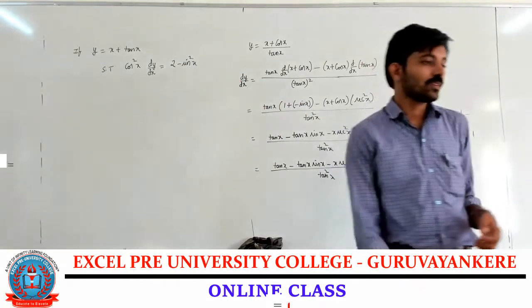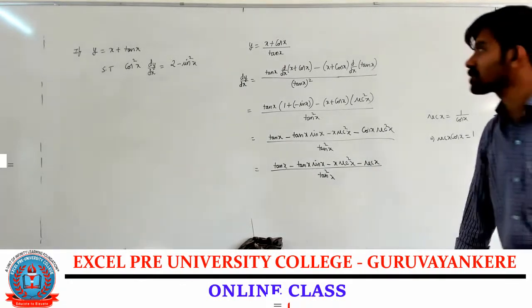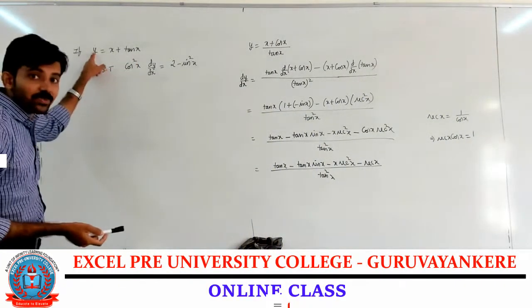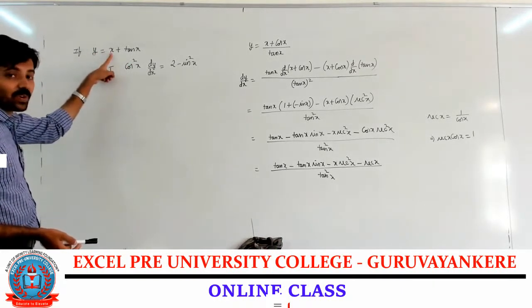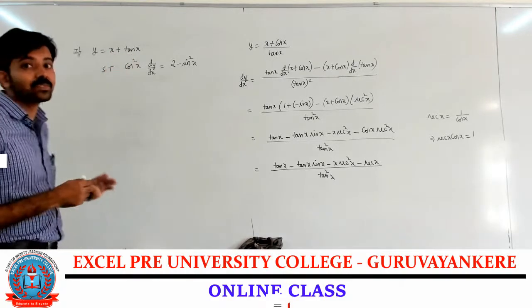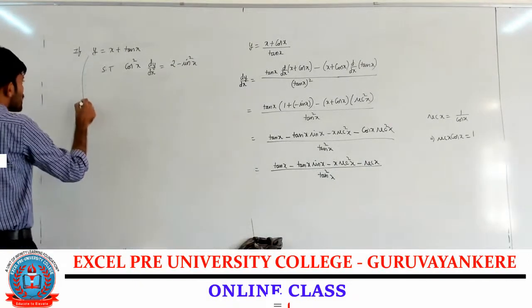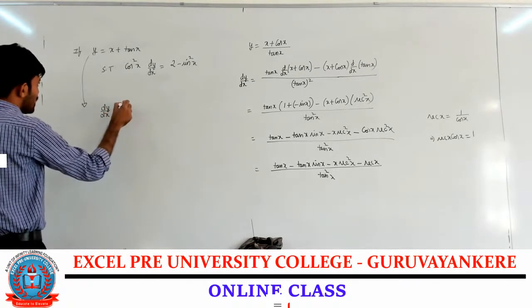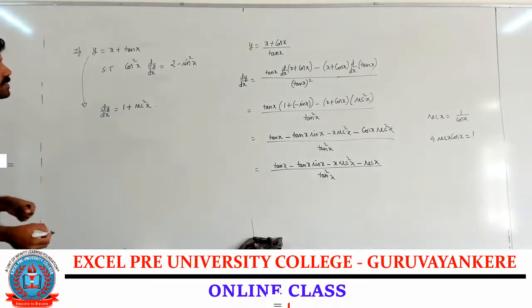Differentiate each term. When you differentiate y with respect to x, we get dy by dx. The derivative of x with respect to x is 1, and the derivative of tan x is secant square x. So dy by dx is equal to 1 plus secant square x.